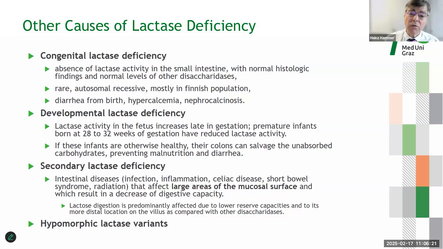A third differential diagnosis of primary lactase deficiency is secondary lactase deficiency due to intestinal diseases that affect large areas of the mucosal surface and which result in a decrease of digestive capacity. These intestinal diseases may be infections, inflammation like inflammatory bowel disease, celiac disease, short bowel syndrome, or a small bowel damaged by radiation. The reason why lactose digestion is predominantly affected is due to its lower reserve capacities and due to its more distal location on the villus as compared with other disaccharidases.